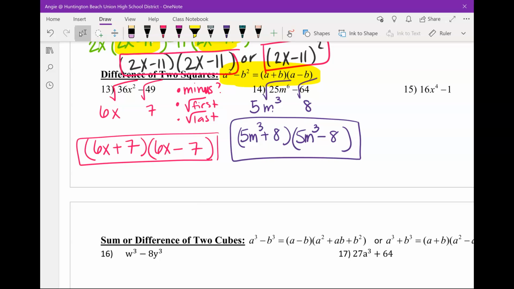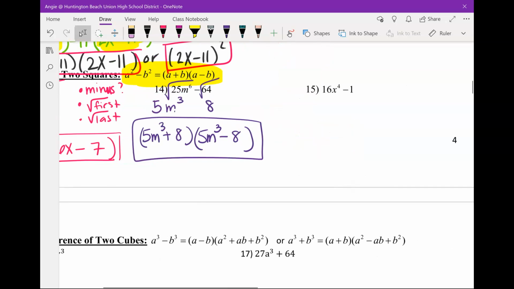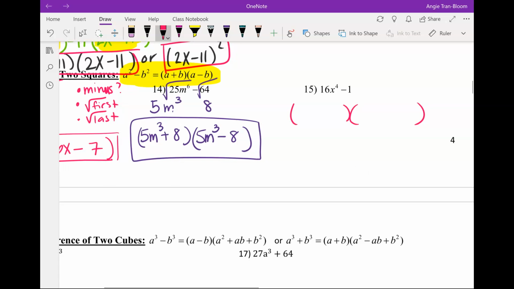Is it factorable, guys? Yeah, okay. Is there a minus sign in the middle? Yes. Can you take the square root of the first? Yes. Last? Yes. Perfect. All right. Sophia C., you and your team, go ahead and get ready to give me the final answer, hon. Do you guys agree, Sophia and her team? Yeah. Perfect. All right, let's move on.